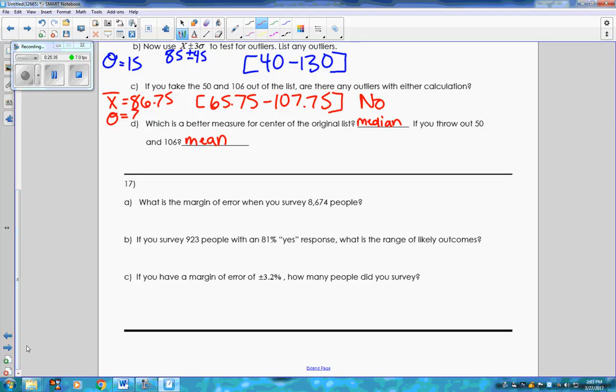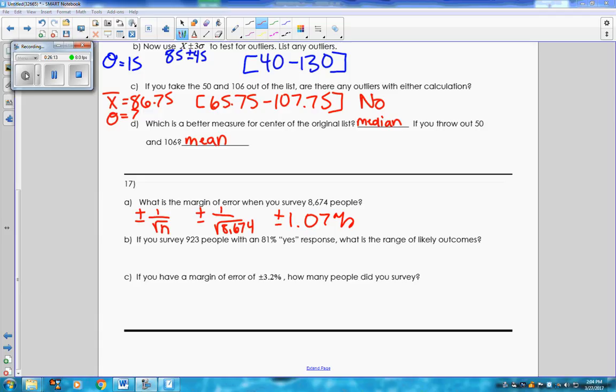So let's look at problem 17. 17A says, what is the margin of error when you survey 8,674 people? Remember that the formula that we use is plus or minus 1 over the square root of n, where n is the sample size. So if you plug in 1 divided by the square root of 8,674, you should have gotten plus or minus 1.07%.